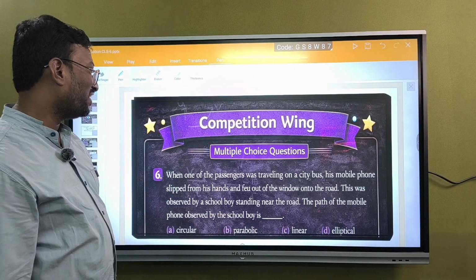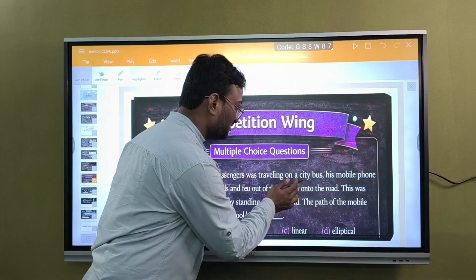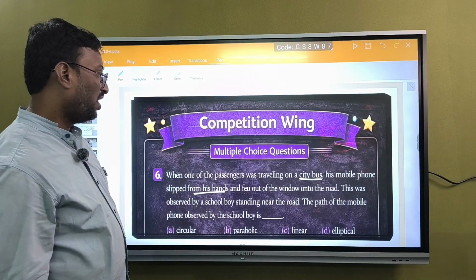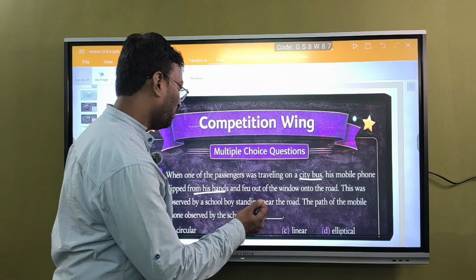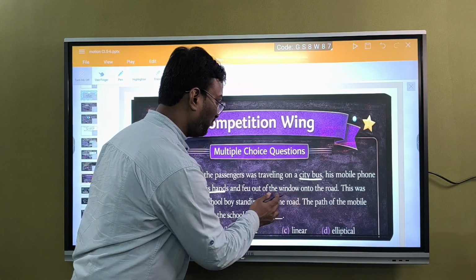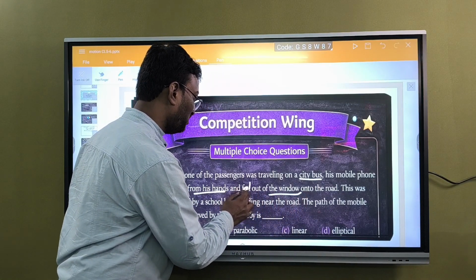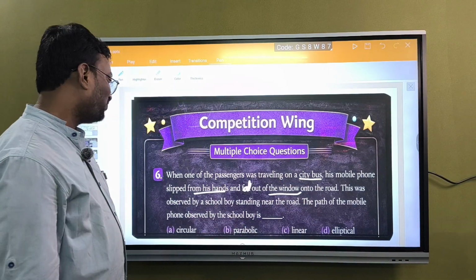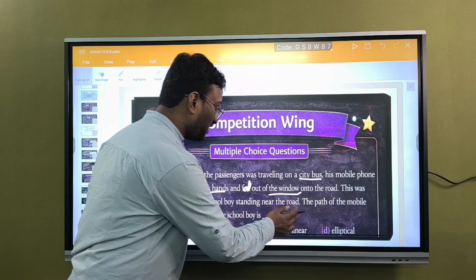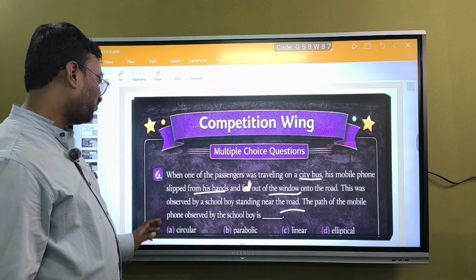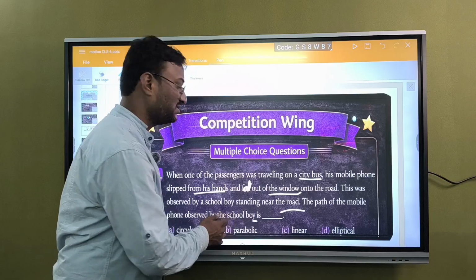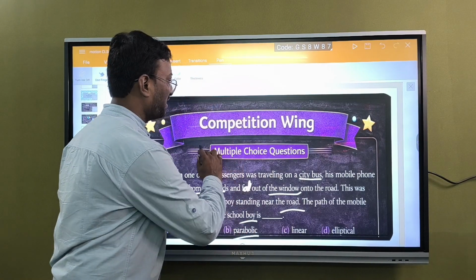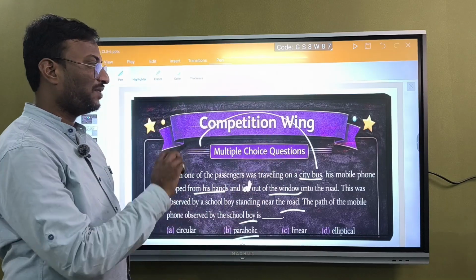When one of the passengers was traveling on the city bus, his mobile phone slipped from his hand and fell out of the window onto the road. This was observed by a schoolboy standing near the road. The path of the mobile phone observed by the schoolboy is generally a parabolic path. It will take this type of path.